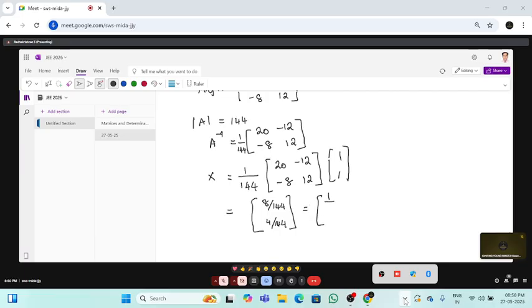which can be simplified as, 8 by 144 is what? 1 by 18, and 4 by 144 is 1 by 36. So a man will complete 1 by 18th portion in a day, and a woman will complete 1 by 36 portion of the work. So that means a man will take 18 days and a woman will take 36 days to complete.